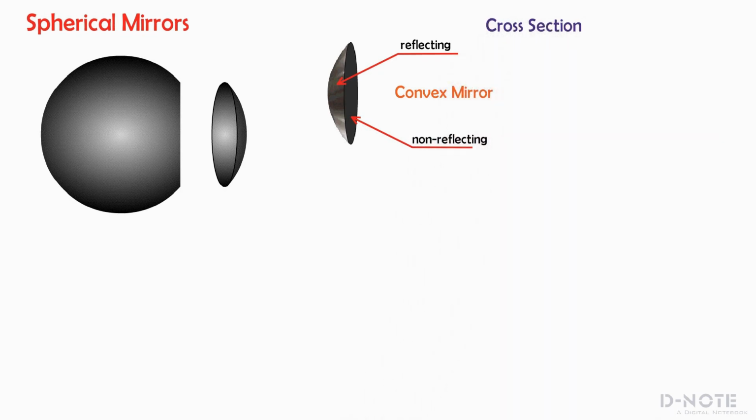The cross-section of the convex mirror is as shown here. In ray diagrams, this will be represented as shown.